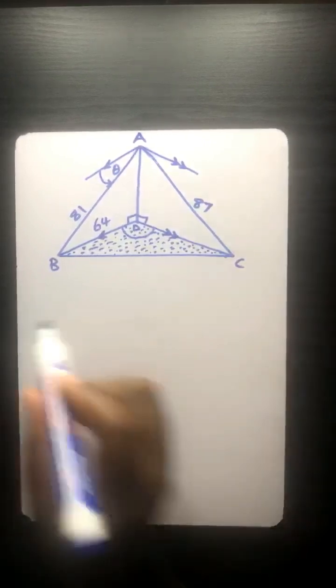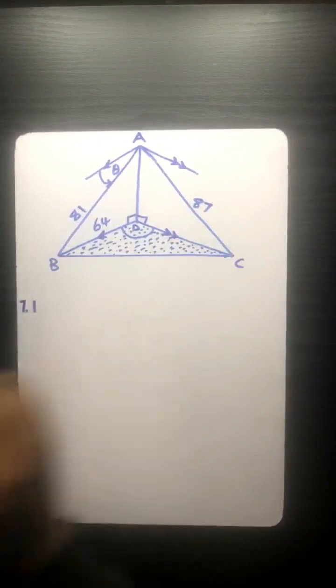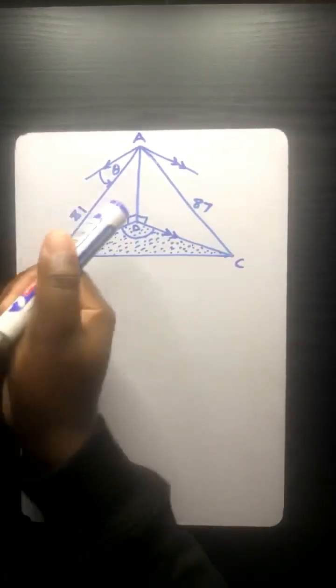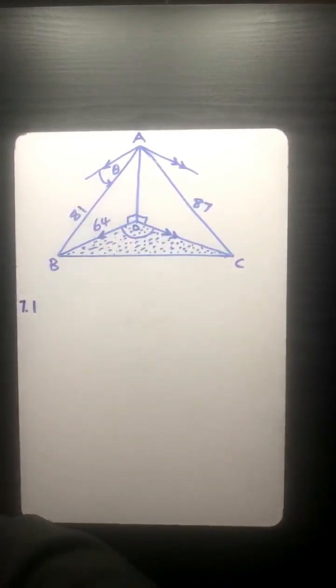Before we start looking at 7.1, is there anyone who has a question in relation to that drawing or what I've explained? Or are we ready to start answering the questions?